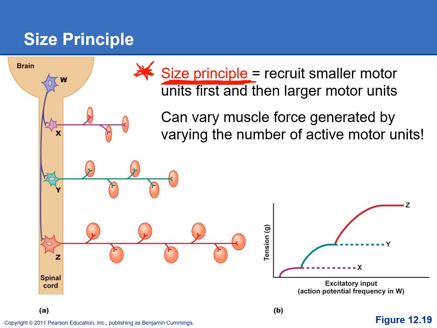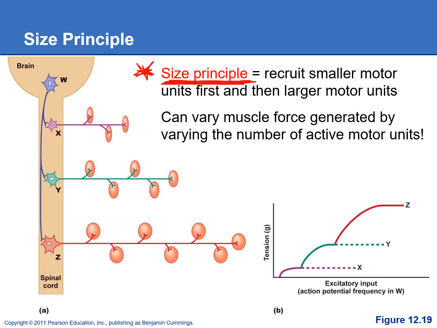So the size principle just says that when you go to use your muscles, you're going to recruit the smaller motor units to contract first. And if that's not enough power and you need more force, then you're going to recruit the larger motor units to contract next and generate more force to help you out. Okay? And so this is going to allow you to produce these graded muscle contractions. So this is one way you can do this with this size principle.